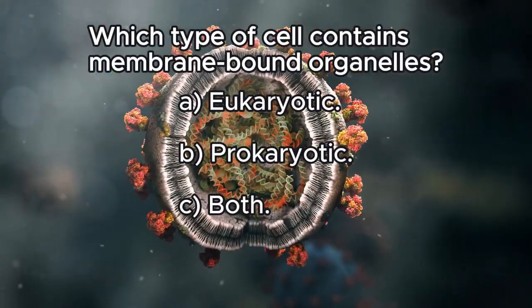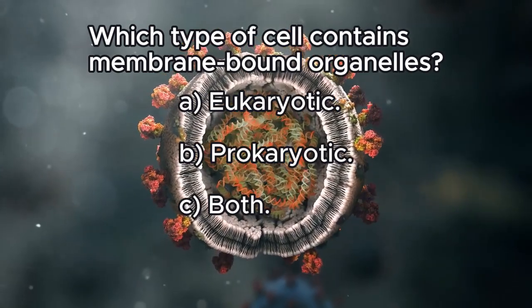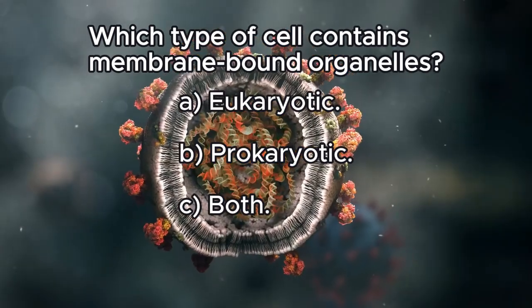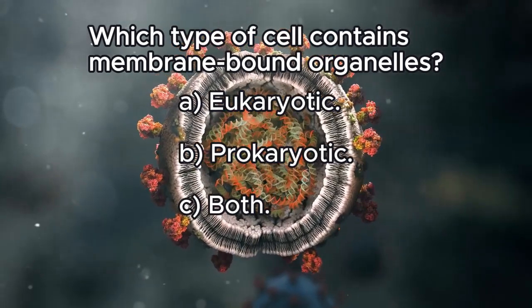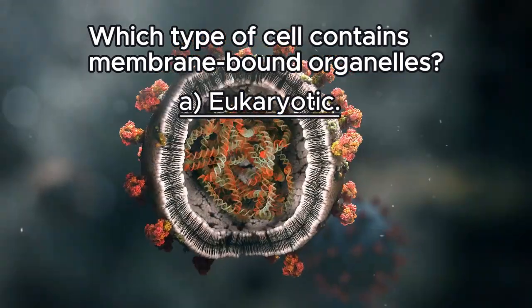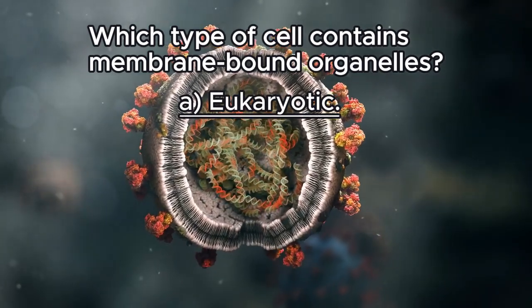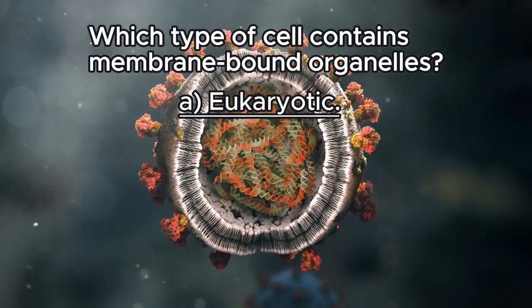Quiz time. Which type of cell contains membrane-bound organelles? The correct answer is A. Eukaryotic cells contain membrane-bound organelles like mitochondria and the endoplasmic reticulum.